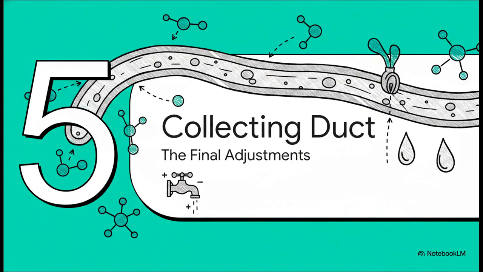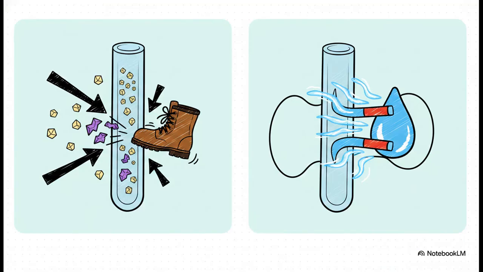Almost done with our road trip. Section 5, the collecting duct, making the final adjustments. At this final stop on our anatomical journey, the physiology is heavily dictated by hormones. They run the show here. Let's clearly differentiate the 2 critical ones operating at the collecting duct baseline. First is aldosterone. Its main job is to increase sodium absorption while simultaneously kicking potassium out, so increasing potassium excretion.